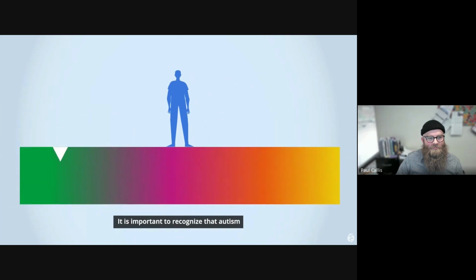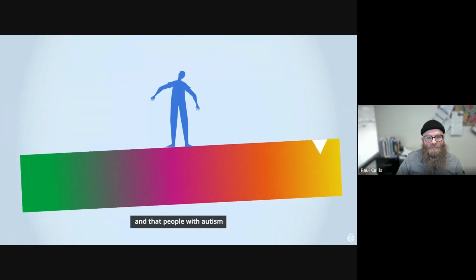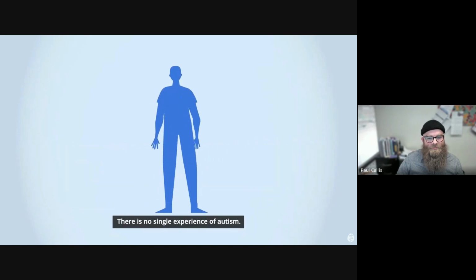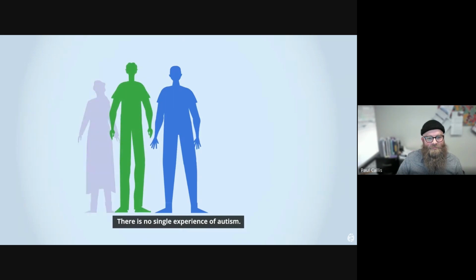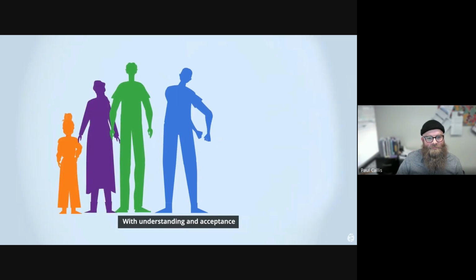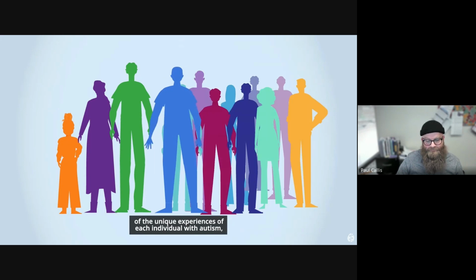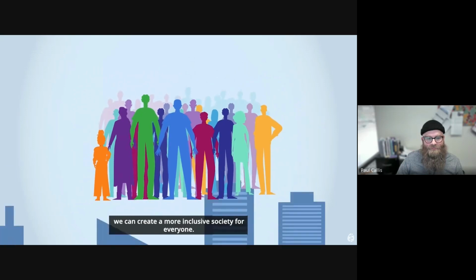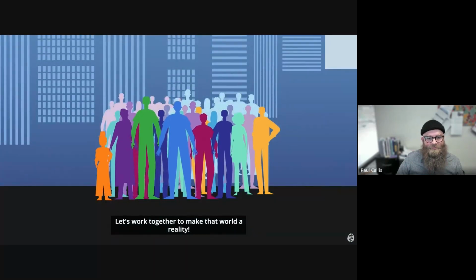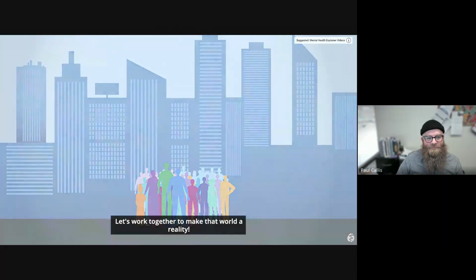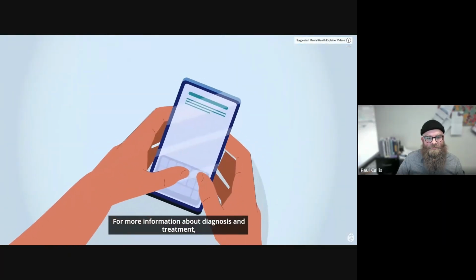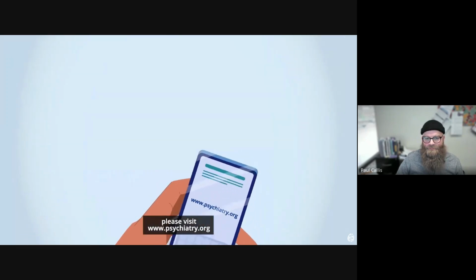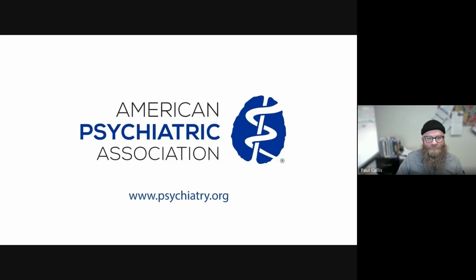It is important to recognize that autism is a spectrum disorder and that people with autism can experience a range of abilities and difficulties. There is no single experience of autism. With understanding and acceptance of the unique experiences of each individual with autism, and with accommodations and support, we can create a more inclusive society for everyone. Let's work together to make that world a reality. For more information about diagnosis and treatment, please visit www.psychiatry.org.